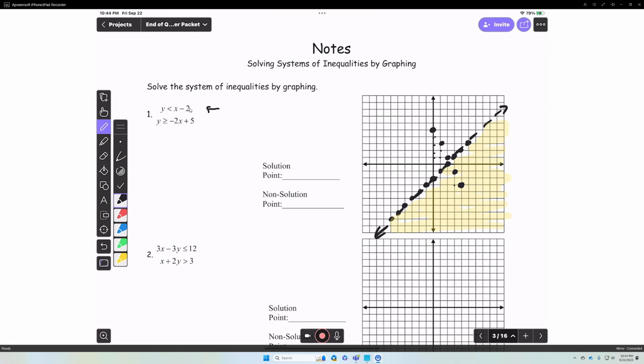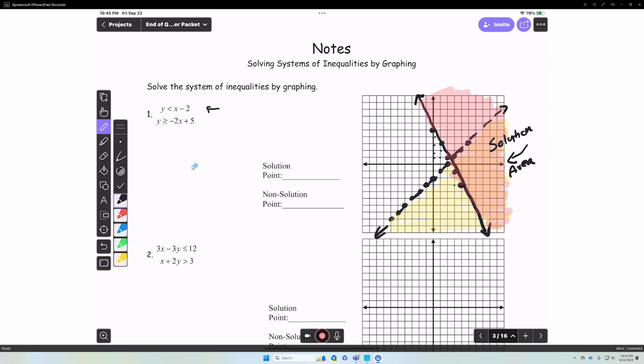And you notice that there is an equal sign. So the answer can be on the border. And it says y is greater than or equal to -2x plus 5. So what I'm going to do is use a different color. And you'll notice that the two colors do intersect. And where the two colors intersect, that will be the solution. So this right here is the solution area.